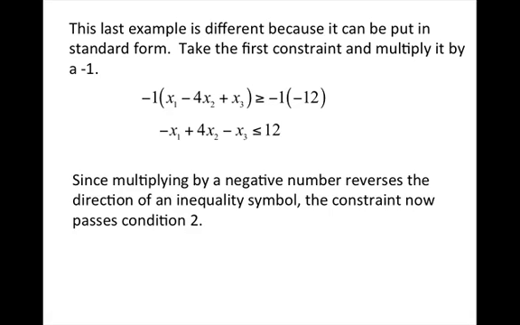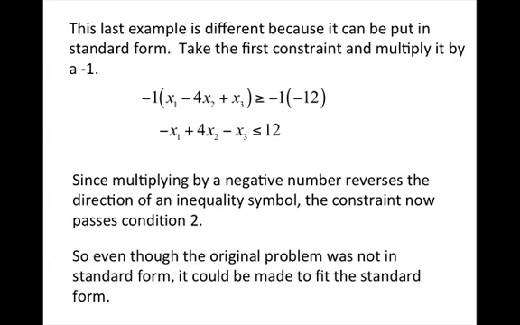Since multiplying by a negative number reversed the direction of the inequality symbol, and also multiplying the -1 by the -12 made it a positive 12, the constraint now passes condition 2, because that constraint is now less than or equal to a positive number. So as I mentioned, even though the original problem was not in standard form, it could be rewritten and made to fit standard form.